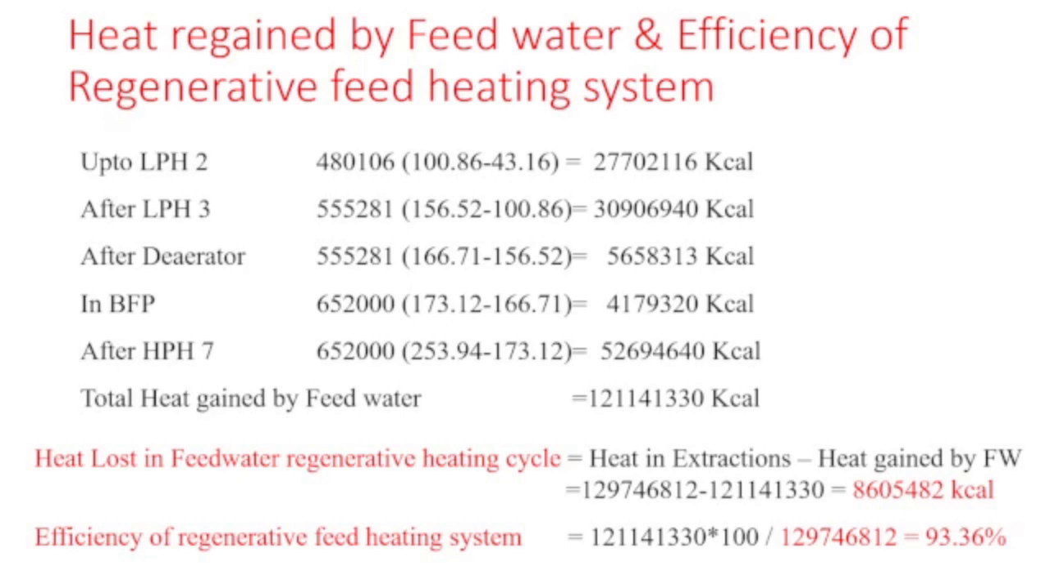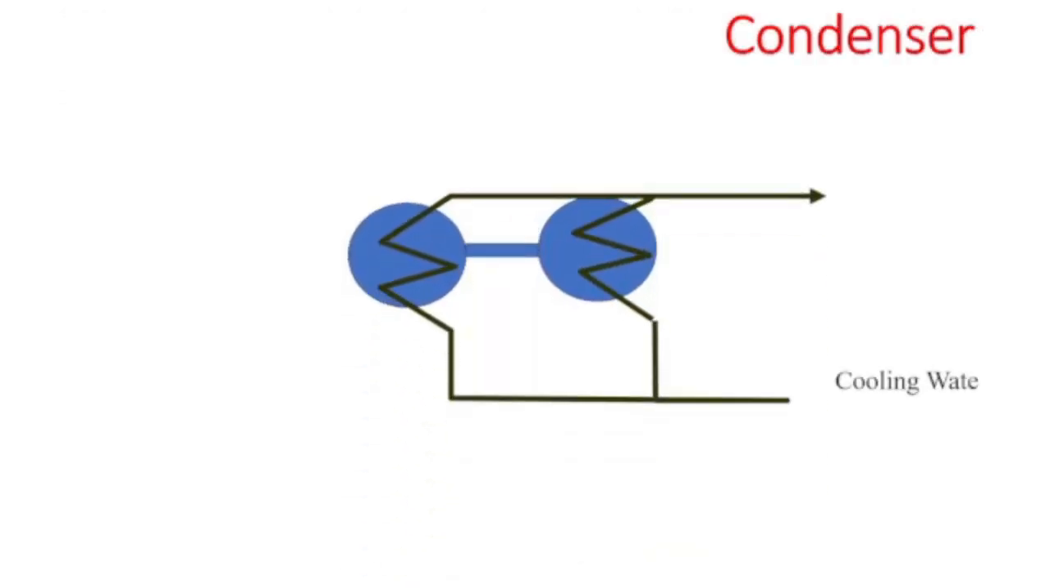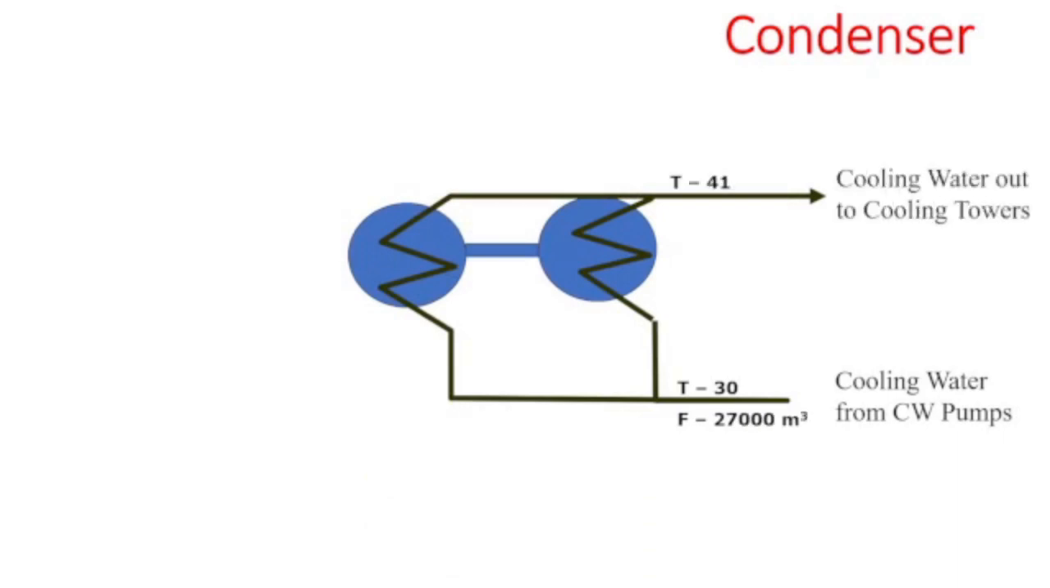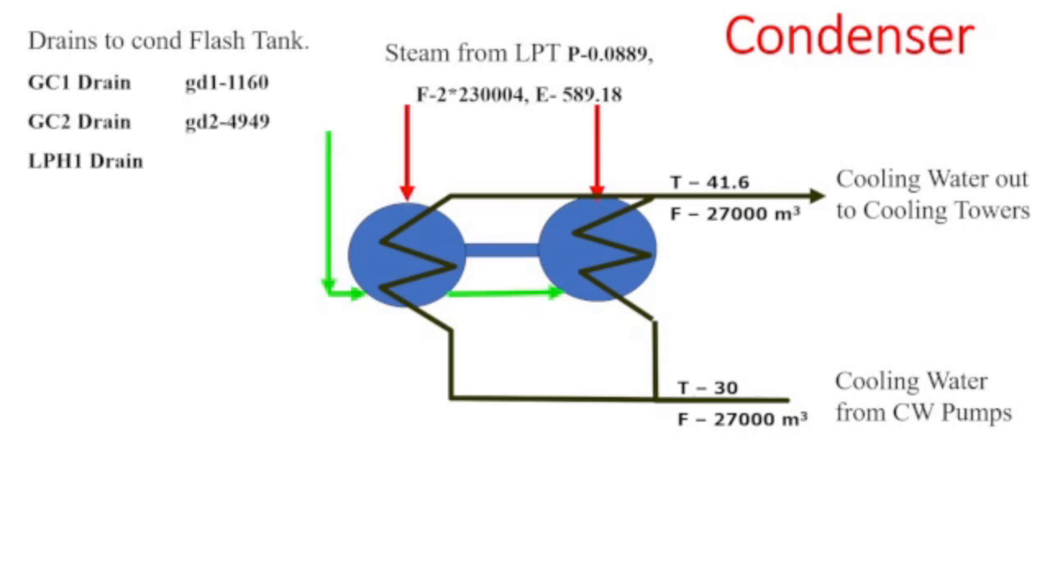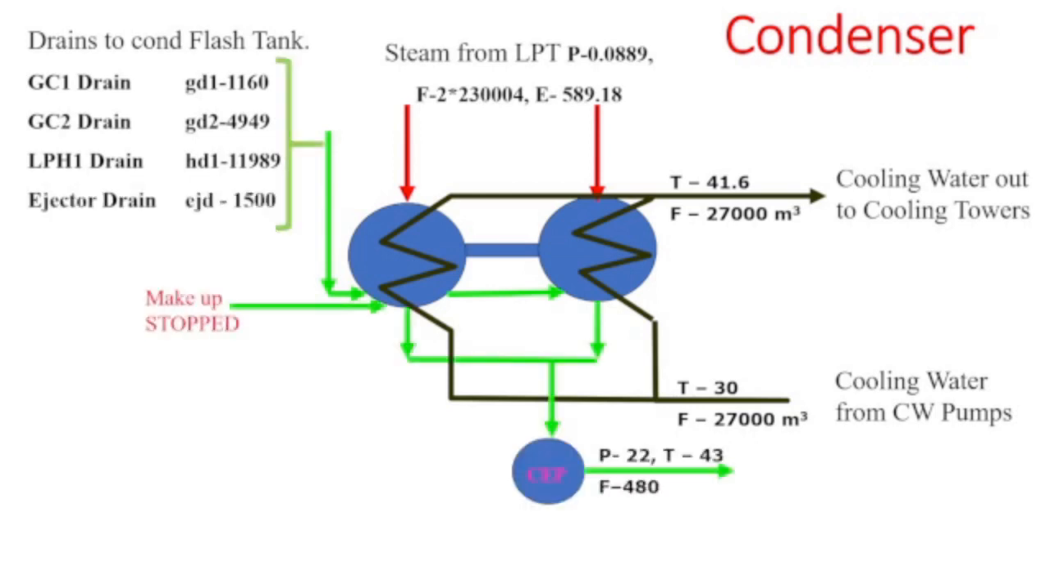So the efficiency of the regenerative feed heating system can be calculated and it comes out to be around 93.36%. This is the efficiency of the regenerative feed heating system. Now the steam, after the LP heaters, is going into the condenser. The cooling water from the cooling towers or from the CW pumps enters the condenser with a temperature of around 30 degrees centigrade and a flow of around 27,000 meter cube. It receives the steam from the LPT.